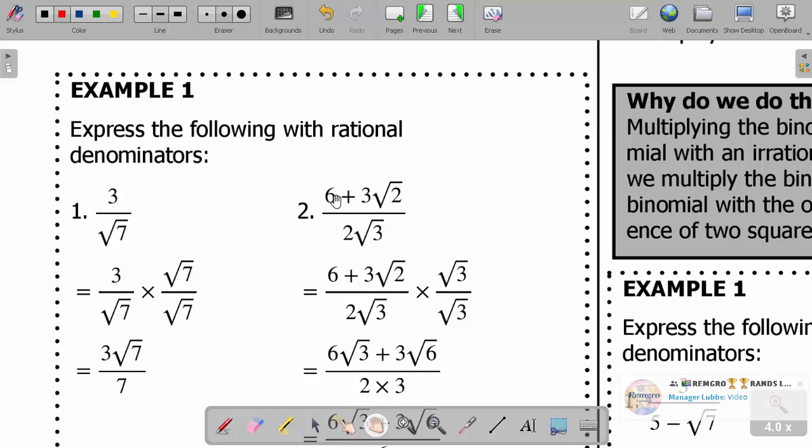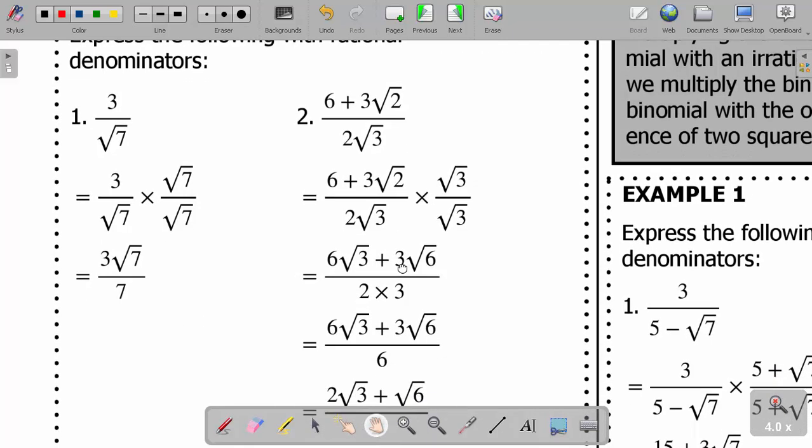Then if I have it like this, I'm going to multiply up and down by root 3. That's what happens here. So now 2 root 3 times root 3, I'm going to be left with 2 times 3, which gives me a 6. Now this one is going to be distributed in here to give me 6 root 3 and then 3 root 6, that's what you see here, divided by 6 like we said.